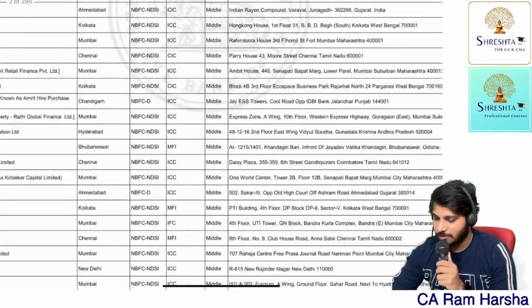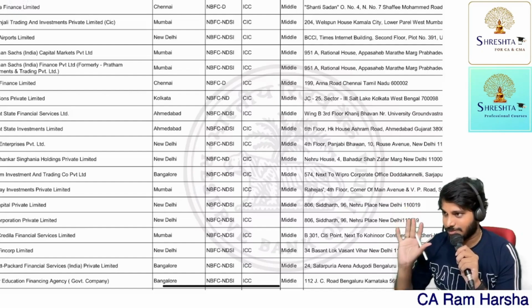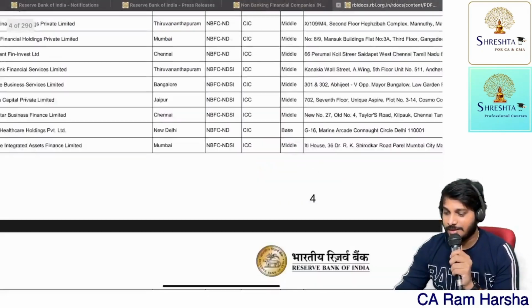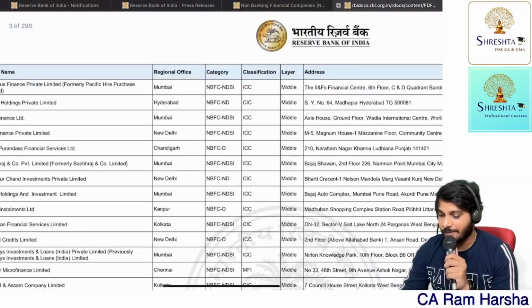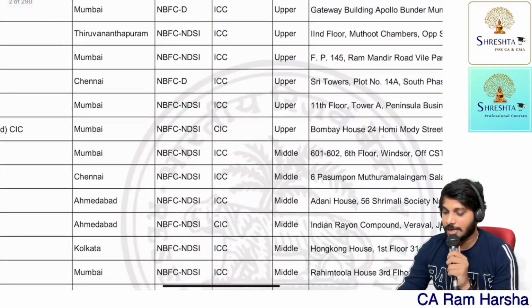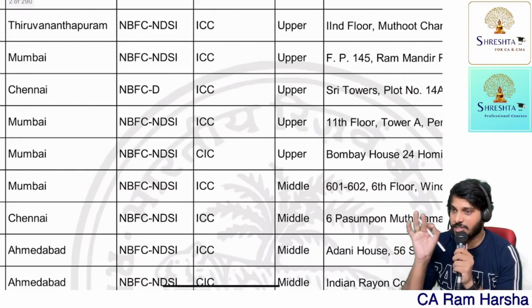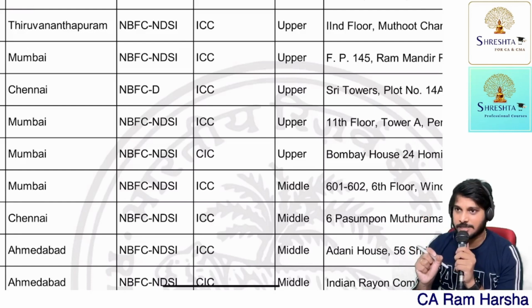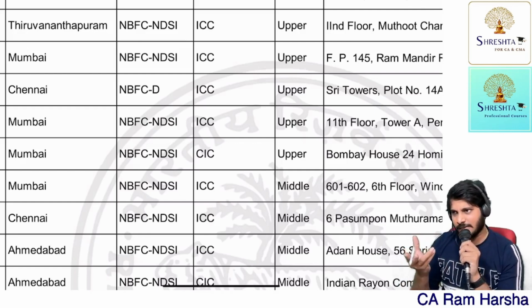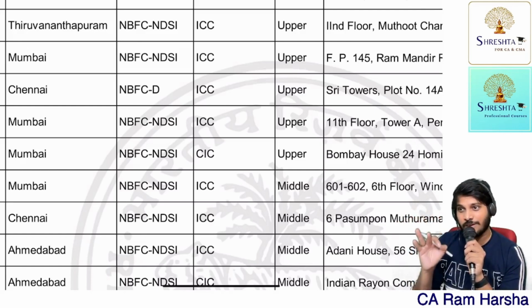Upper layer, middle layer, all are middle. Okay, fine. They filtered layer wise. Got clarity? First they have given the NBFCs which fall under the upper layer. In that, only Tata Sons comes under the upper layer, which is a core investment company in India. It's a core investment company, Tata Sons, because it's an NBFC basically. Its predominant business is investing in companies. You know what the criteria is? What is the definition of a core investment company?